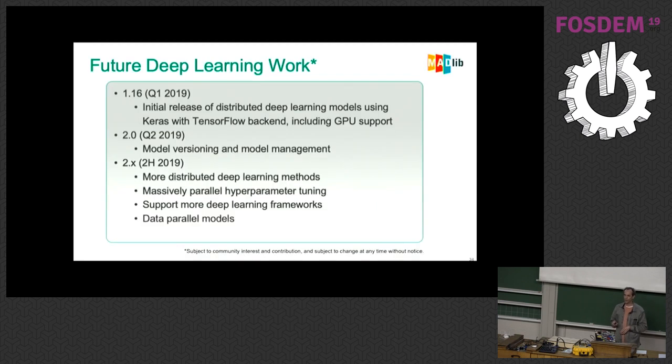Since we're getting to the end here, I'll talk about the future work we're planning. Apache MADlib has a release coming up, probably within the next month, which is the initial release of distributed deep learning. We're going to support Keras with the TensorFlow backend with GPU support. The work planned for the remainder of this year is very deep learning focused. We want to look at more distributed deep learning methods, and implement the parallel hyperparameter tuning that I mentioned before. We're also adding a model versioning repository. That will allow you to run tons of models in parallel, collect your results in one table, and sort through them to pick your best parameters.